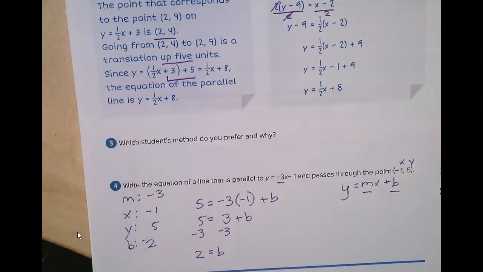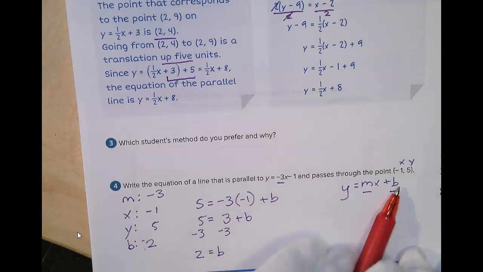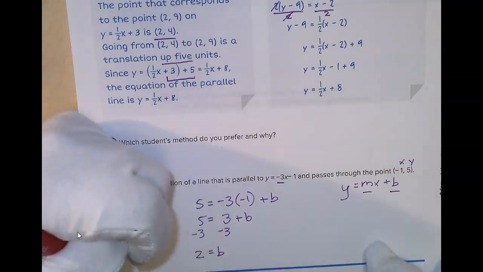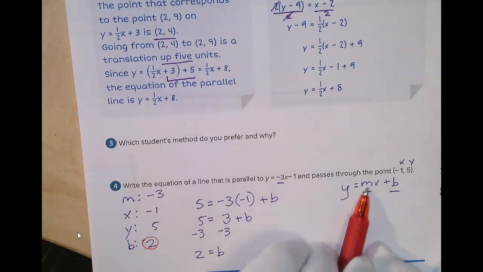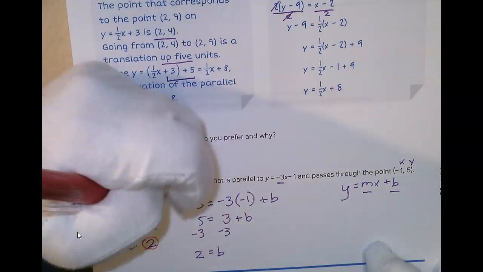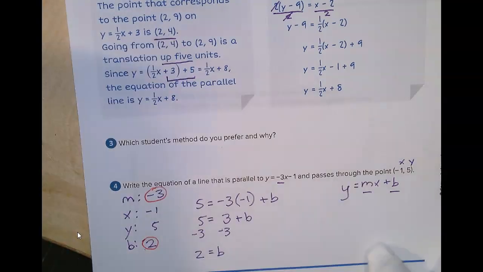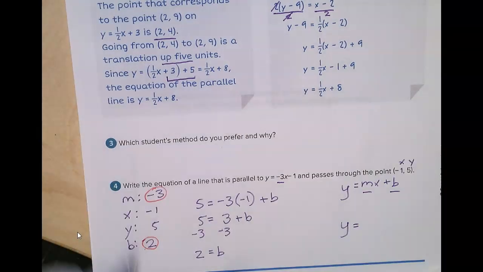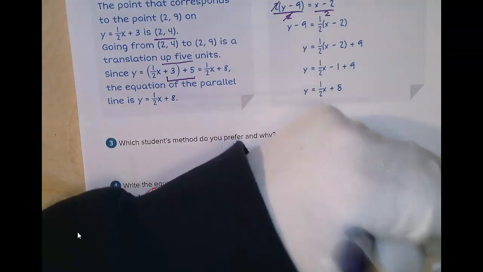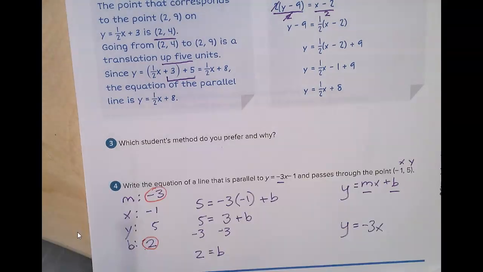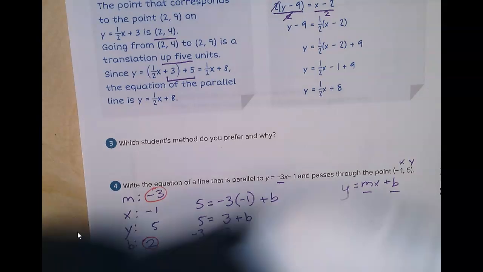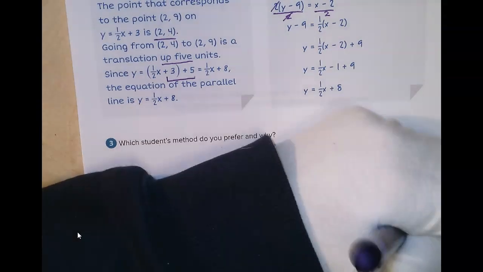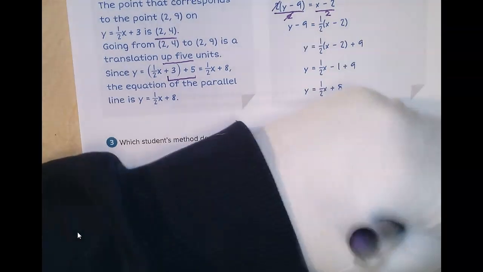So check it out, my beautiful, wonderful, happy people. We know b is 2. We know our m is -3. So we can write our equation. y equals mx plus b. Problem solved.